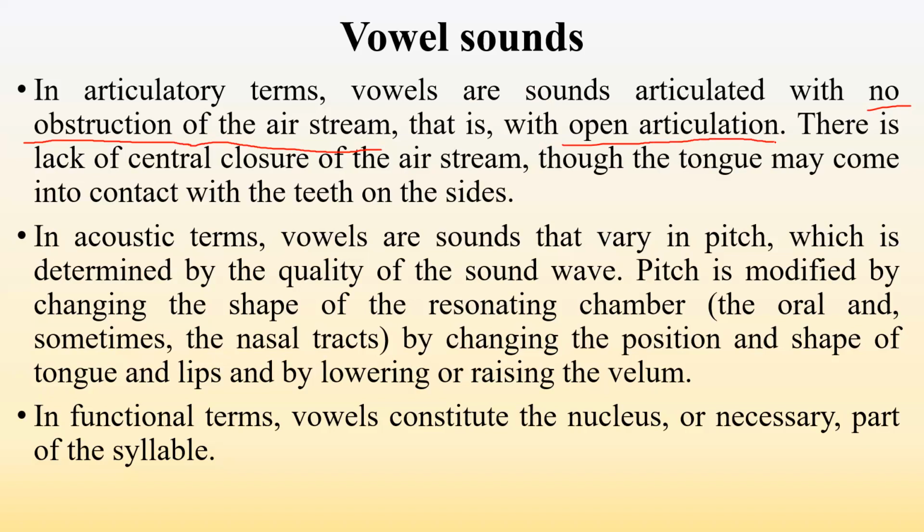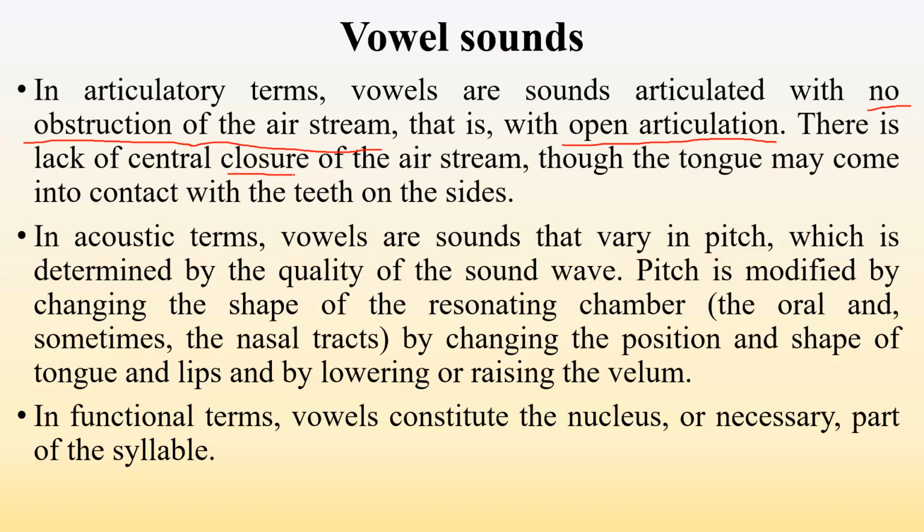When we talk about the vowel production here, we say that there is no obstruction done to the airstream, and that is in brief given as open articulation. So there is lack of central closure of the airstream, right? There is no closure. Closure here means obstruction, which means the two articulators are coming closer. Maybe they are touched to each other or coming closer and disturbing the airstream, right?